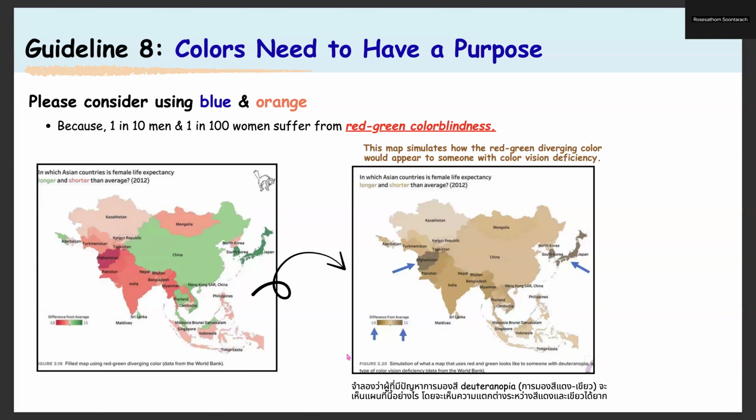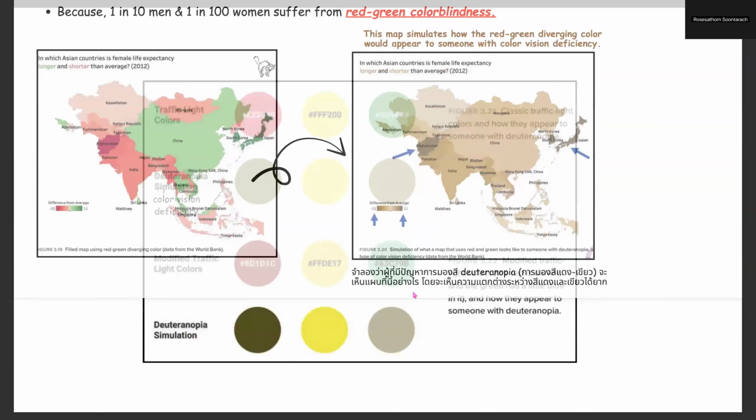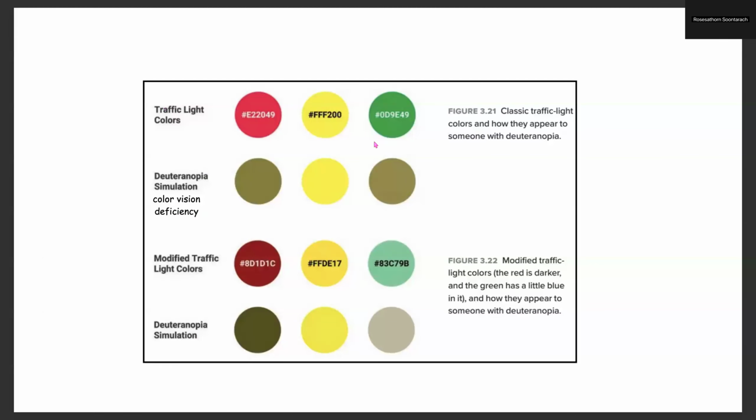And please use blue and orange, because 1 in 10 men or 1 in 100 women suffer from red-green color blindness. This map shows how red-green color blind people would see. So it's hard to distinguish between them. And this shows the traffic light colors. For color vision deficiency people, you need to modify the colors and the results will be like this.